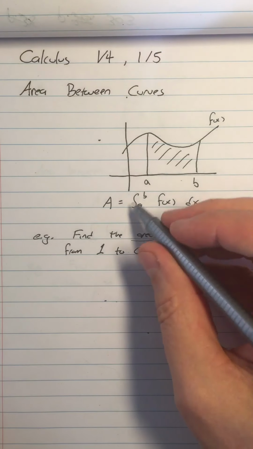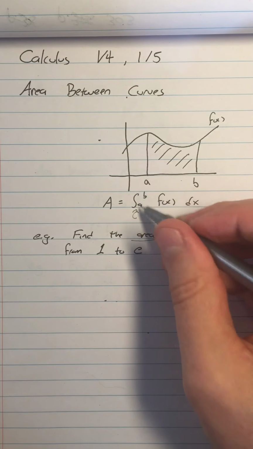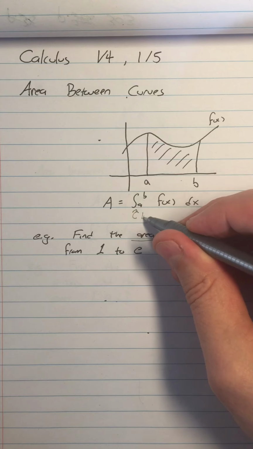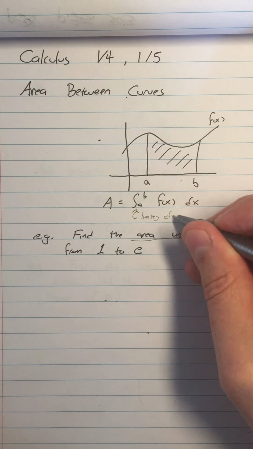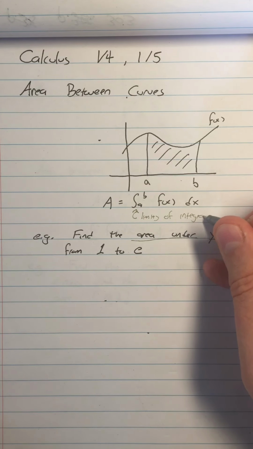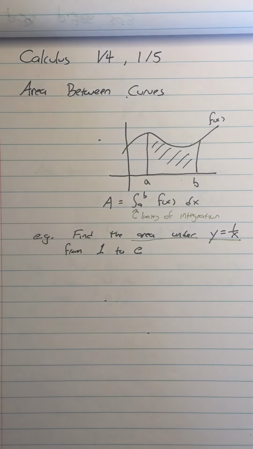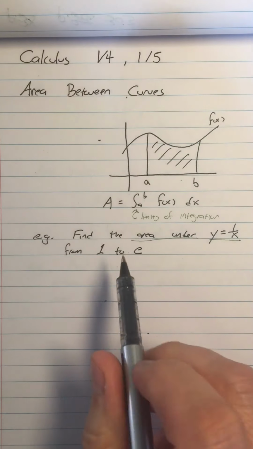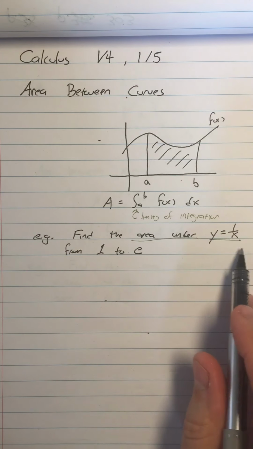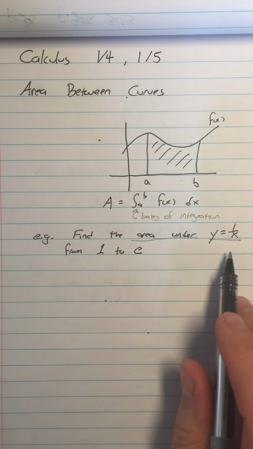I think I haven't emphasized enough that these numbers in the integral are called the limits of integration. And they arise from the beginning and end point of the area you're considering. All right, so we're going to do some examples. So first example, we're going to find the area under y equals 1 over x from 1 to e.